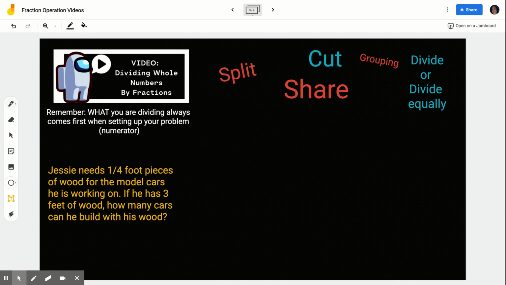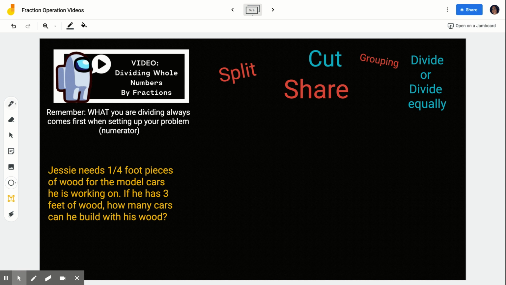Let's review dividing whole numbers by fractions. And I put some hints up here for you to go back and look at. We know that we are dividing when reading a story problem if we read where we are splitting something, sharing something, cutting something, grouping something, or if it just comes right out and tells us that we're going to divide something equally. We talk a lot about how dividing is inverse to multiplication.